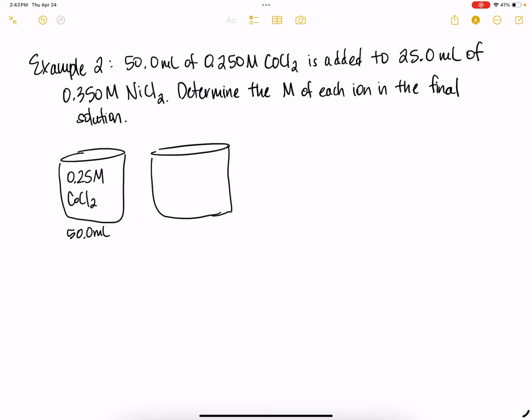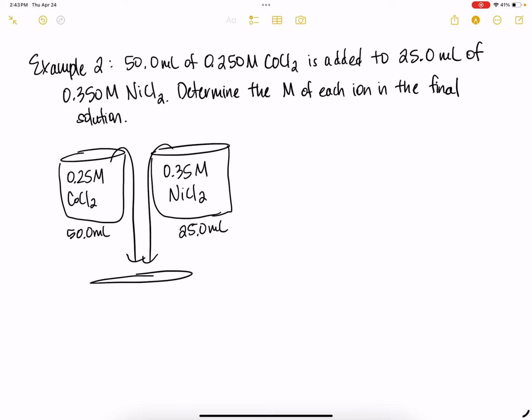And my second solution this time is not cobalt chloride, but it's nickel chloride, different molarity. And I have 25 mL of this solution. Again, we're going to add them together to create a new solution. And this time I'm being asked, what's the molarity of each ion in the final solution?